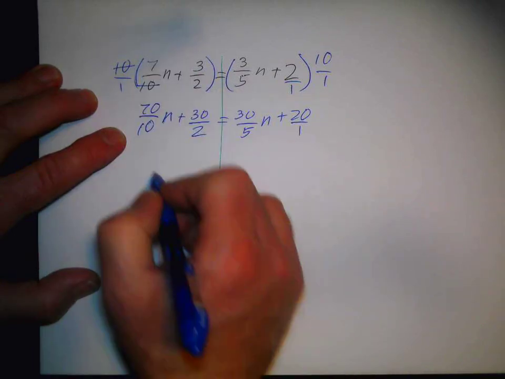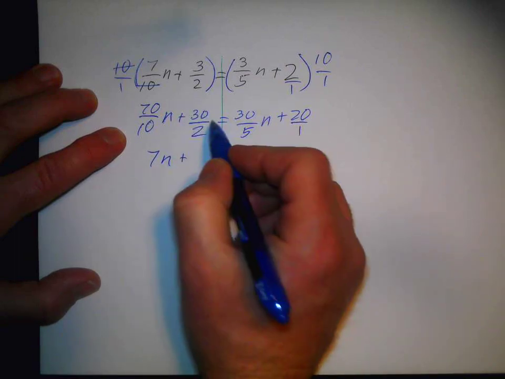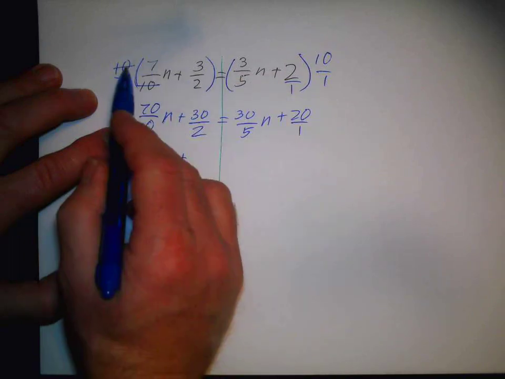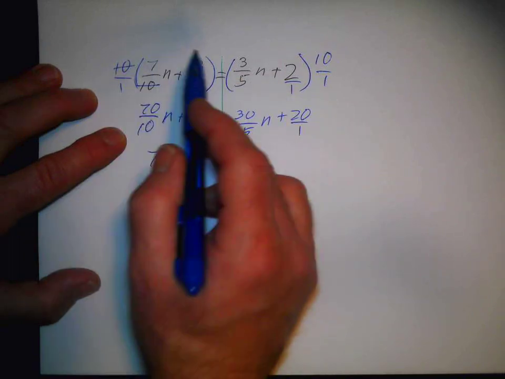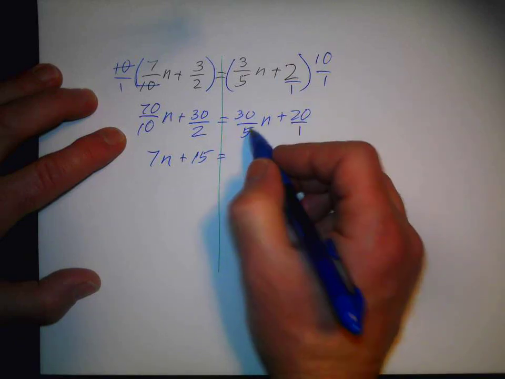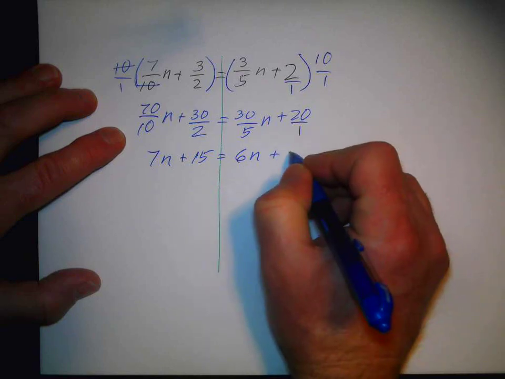This is going to be 7n, and then plus, well, 30 divided by 2 is 15. There was a 2 in there, 2 in there. That would have left a 5 times 3, which is 15, equals 30 divided by 5 is 6n plus 20.